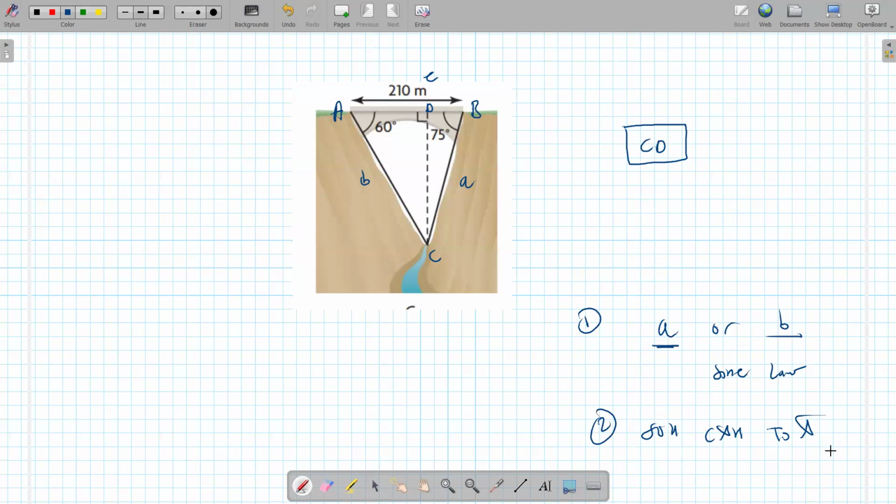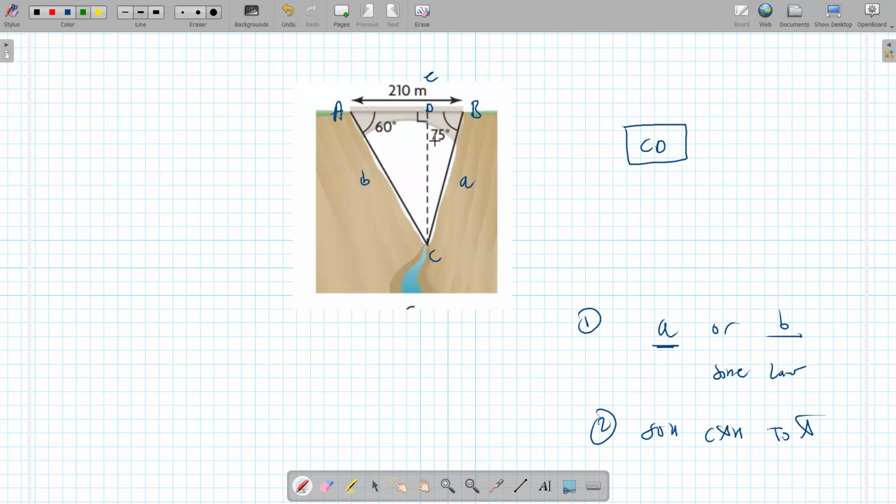Can we find angle C? We don't have it yet, but can we find angle C? Yes. Here's a lazy way of finding angle C.